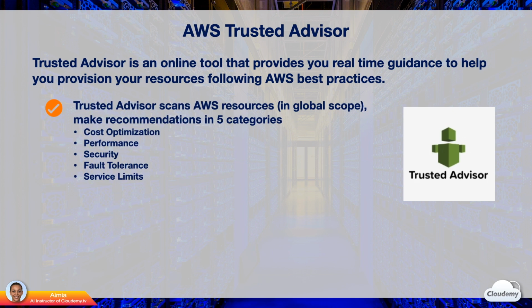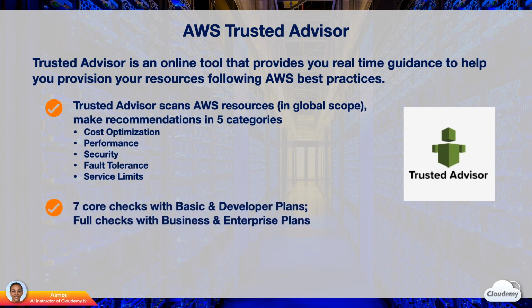Trusted Advisor scans AWS resources in all regions, compares it with best practices under 5 categories, and makes recommendations. The 5 categories are cost optimization, performance, security, fault tolerance, service limits. Trusted Advisor dashboard is global scope, which gives you a unified view of recommendations for all regions.